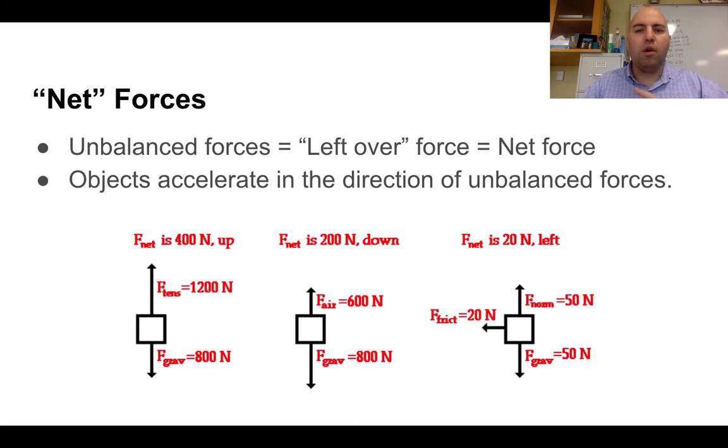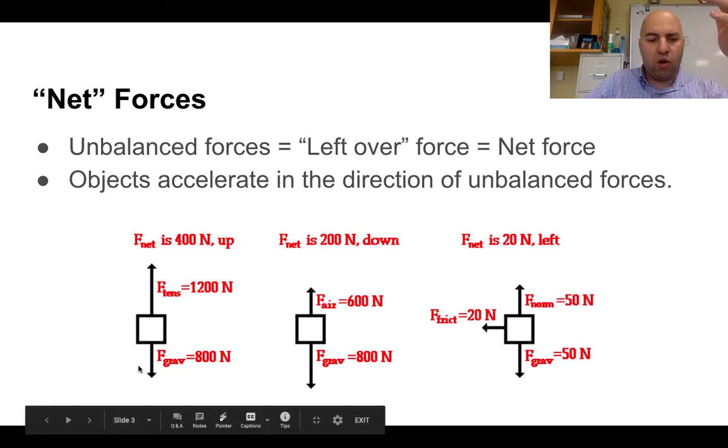Remember, when we talk about this relationship between force, mass, and acceleration, we're talking about net forces. Whenever I have an unbalanced force, we have a leftover force, which is called a net force. If I had a balanced force, that would mean we wouldn't have any leftover forces, so there would be zero net force. And objects are going to accelerate in the direction of the unbalanced force.